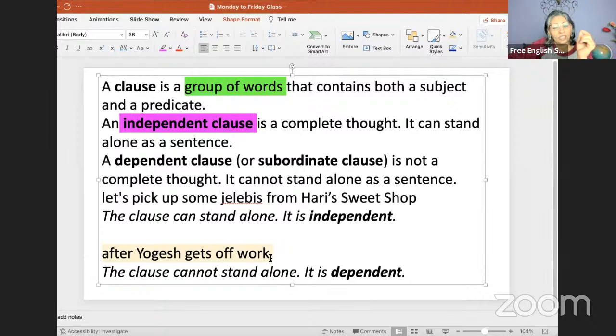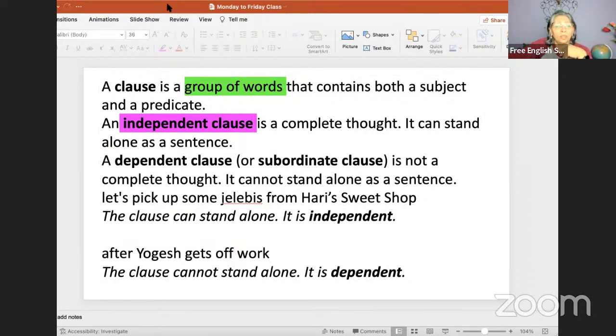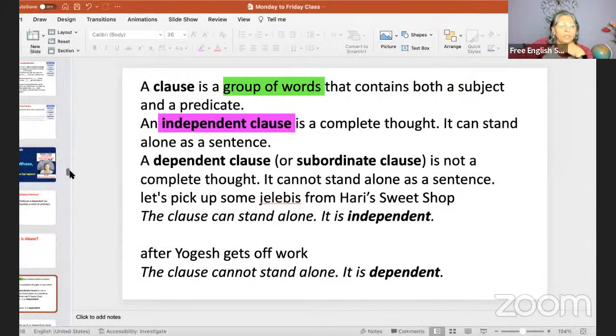After Yogesh gets off work, is it a complete thought or not? Then what will happen if he gets off work? Then what will he do? So the clause cannot stand alone. It is dependent. So very simple, it is dependent because what comes after it? If he gets off from work, what is he going to do, right? So now let's move on to the next one.